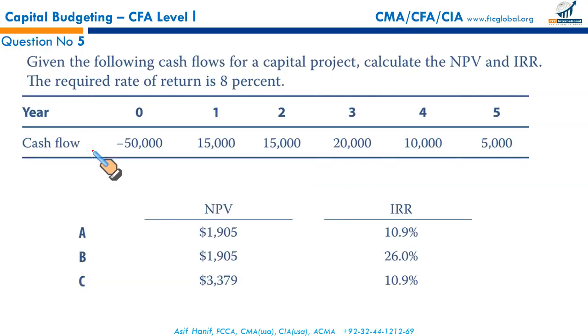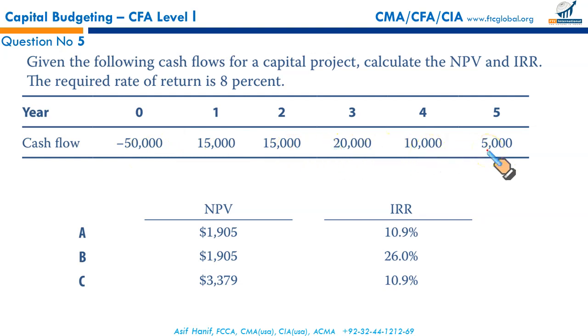Now this is a good question. It involves calculation of NPV, IRR, calculation of payback period as well as discounted payback period. So we will use the calculator for this, and the rest of the questions we will just simply move on and enter. Simply I will write down the notations and that's all. Given the following cash flows for a capital project, calculate the NPV and IRR. The required rate of return is 8%. 50,000 outflow at the start of the project, 15,000, 15, then 20, then 10 and 5.